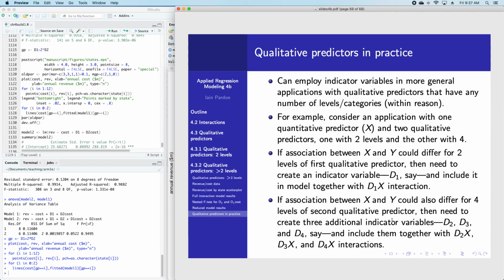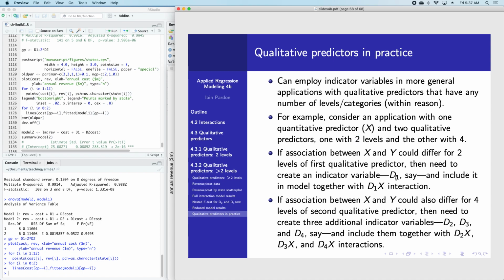So in general, how do we use qualitative predictors in practice? So we've looked at an example with qualitative predictors with 2 levels and with 3 levels. You can employ the same ideas with qualitative predictors with more than 3 levels. So for example, let's suppose we had an application where we had 2 qualitative predictors, and one of them had 2 levels and the other one had 4 levels.